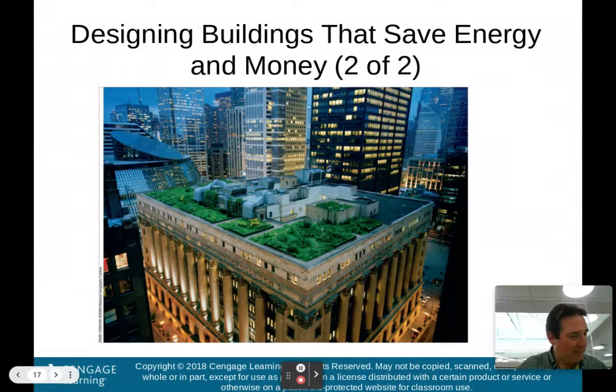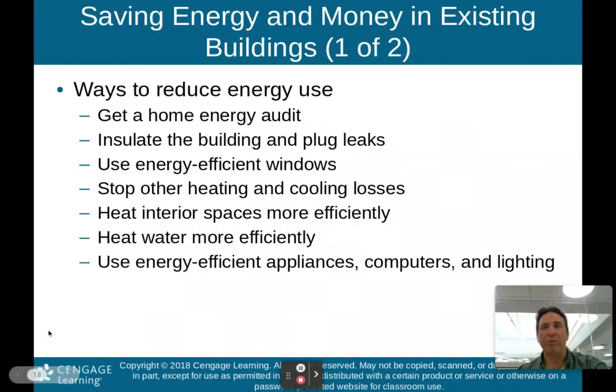So here's an example. This is the green roof on Chicago's City Hall. You'll notice the plants growing up on the roof. The plants actually trap heat that tries to escape, and also absorb a lot of the heat coming in from the sun so it doesn't go into the building. So again, it's a natural way to insulate the top of the building, by putting plants and gardens and things like that on your roof.